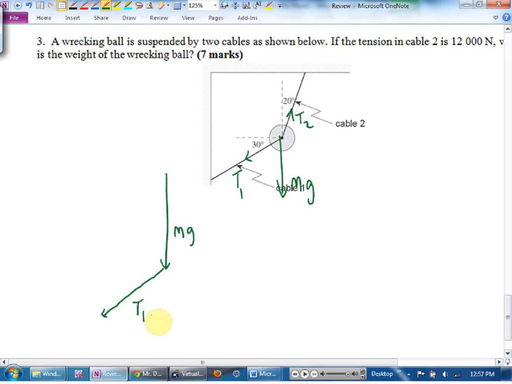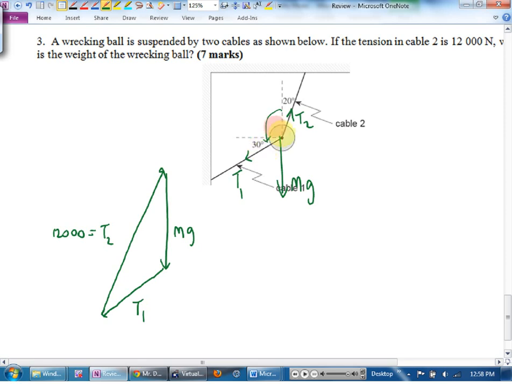And this question says the tension in cable 2 is 12,000. All I got to do now is find some angles. Well, let's see. How big is the angle between mg and tension 1? How big is that angle right there? And how big is this right here? I think it's 120 degrees right there.